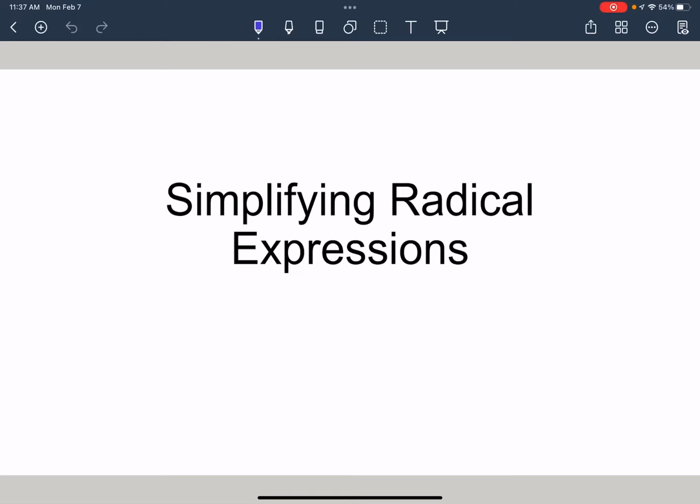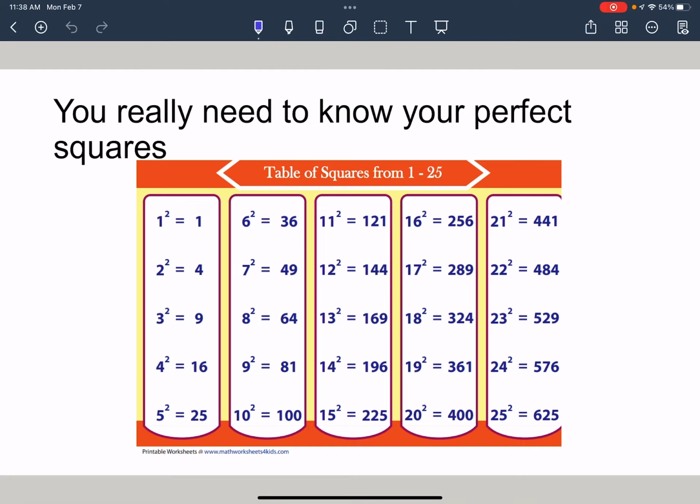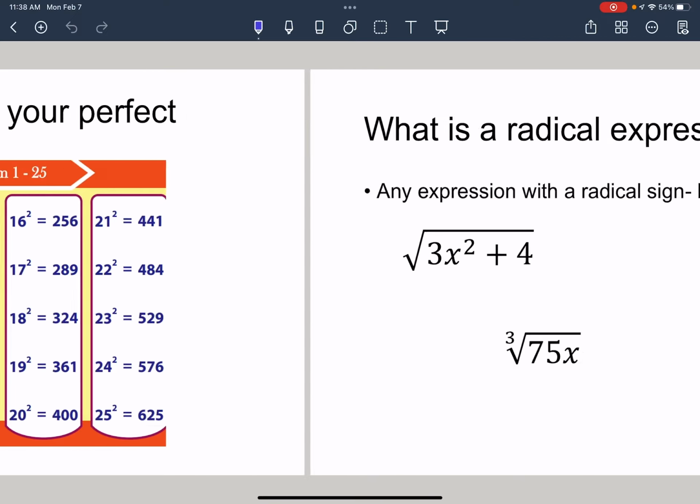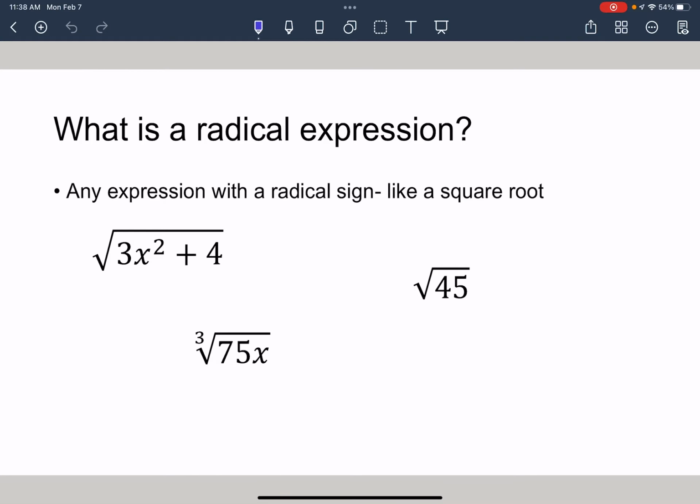Hi everyone, so in this video I want to go over simplifying radical expressions because we didn't get to cover these in class today. So remember to have your chart of perfect squares available from last week. You really need to know your perfect squares and be able to recognize them. And that's going to really help with solving the problems we're doing in this chapter and what we're doing next week.